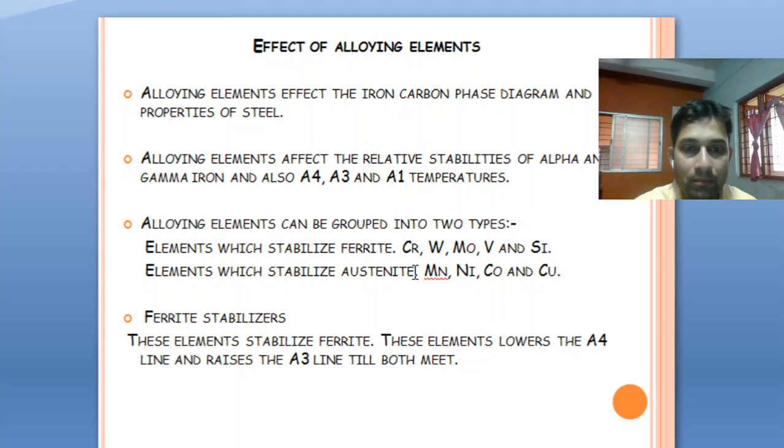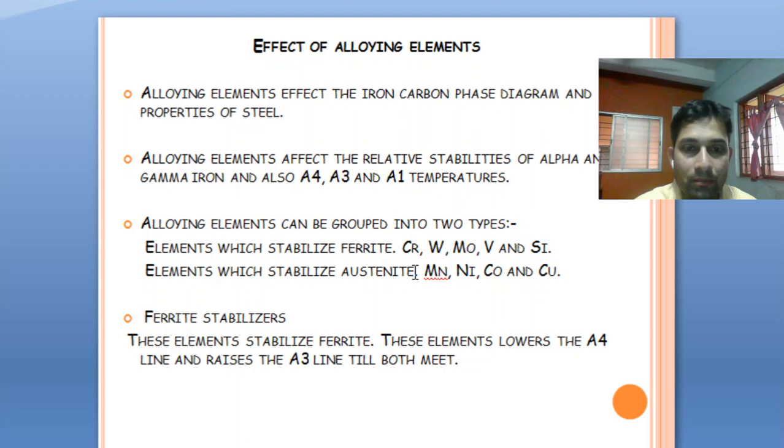Here in the second diagram you can see, without the addition of any chromium, or 0% chromium or any ferrite stabilizer, the graph is like this. As you go on increasing the ferrite stabilizer, you will see that this rhombus kind of structure goes on decreasing, or in other words, the ferrite phase becomes more and more dominant as you go on adding the ferrite stabilizers. So this is the effect of the ferrite stabilizer on the iron carbon diagram.